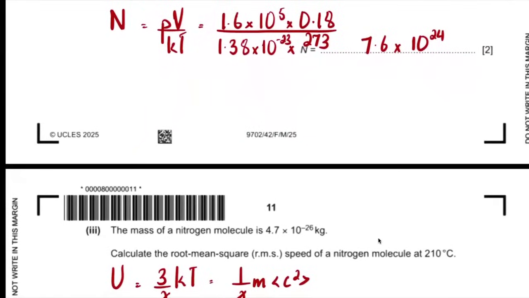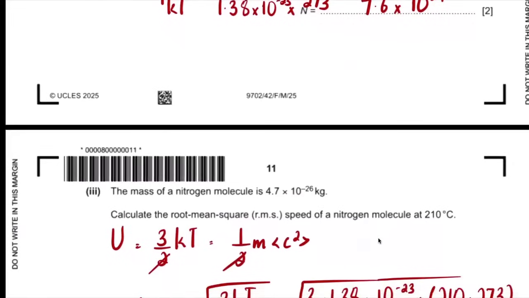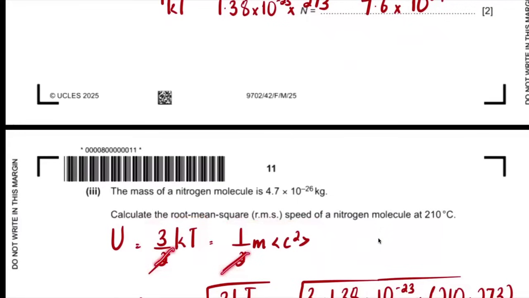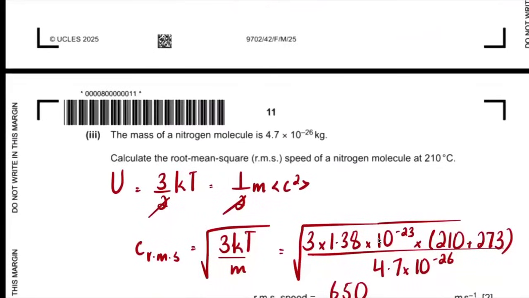Mass of a nitrogen molecule is this much. Calculate the RMS speed of a nitrogen molecule at 210. So I know that internal energy is given by this. You need to remember this expression, 3/2 kT, and you also need to know how this is derived. So 3/2 kT is equal to 1/2 mc². Halves cancel out, so I need c², which is the mean square speed. So I'll also need to take the root after rearranging. So that's the root of 3kT over m.